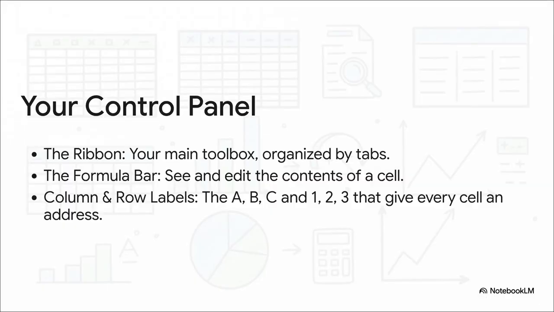So how do we actually control all this? Well, think of the top part of the screen as your control panel. That big thing with all the buttons is called the ribbon. That's your main toolbox. Just below it, you've got the formula bar, which is kind of like an X-ray. It shows you what's really inside a cell. And see all these letters and numbers? They're not just for decoration. They give every single cell a unique address. Just like in the game Battleship, B4, C10. That's how we tell Excel exactly where to look.